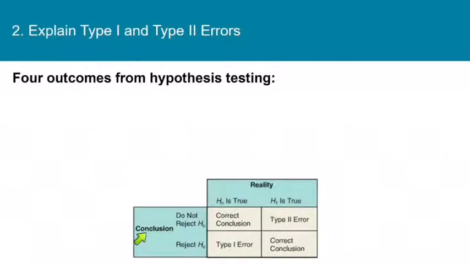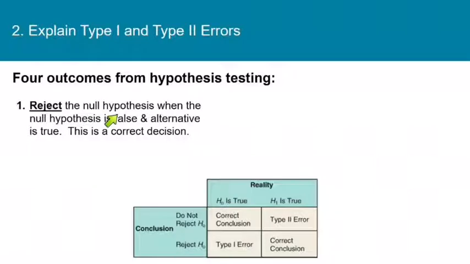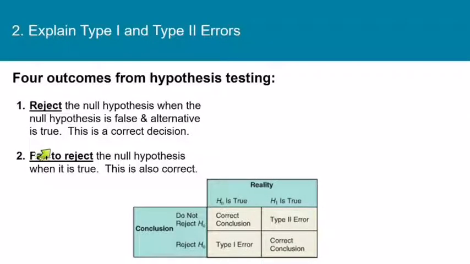Now, when we do our test, we will either reject H0 because we believe it's false, or we will not reject H0 because we don't believe it's false. Now, if we reject the null hypothesis when the null hypothesis is false, then that's the right thing to do. So that's a correct decision. If we fail to reject the null hypothesis when the null hypothesis is true, that's also correct. So if H0 is true and we do not reject H0, that would be a good decision.